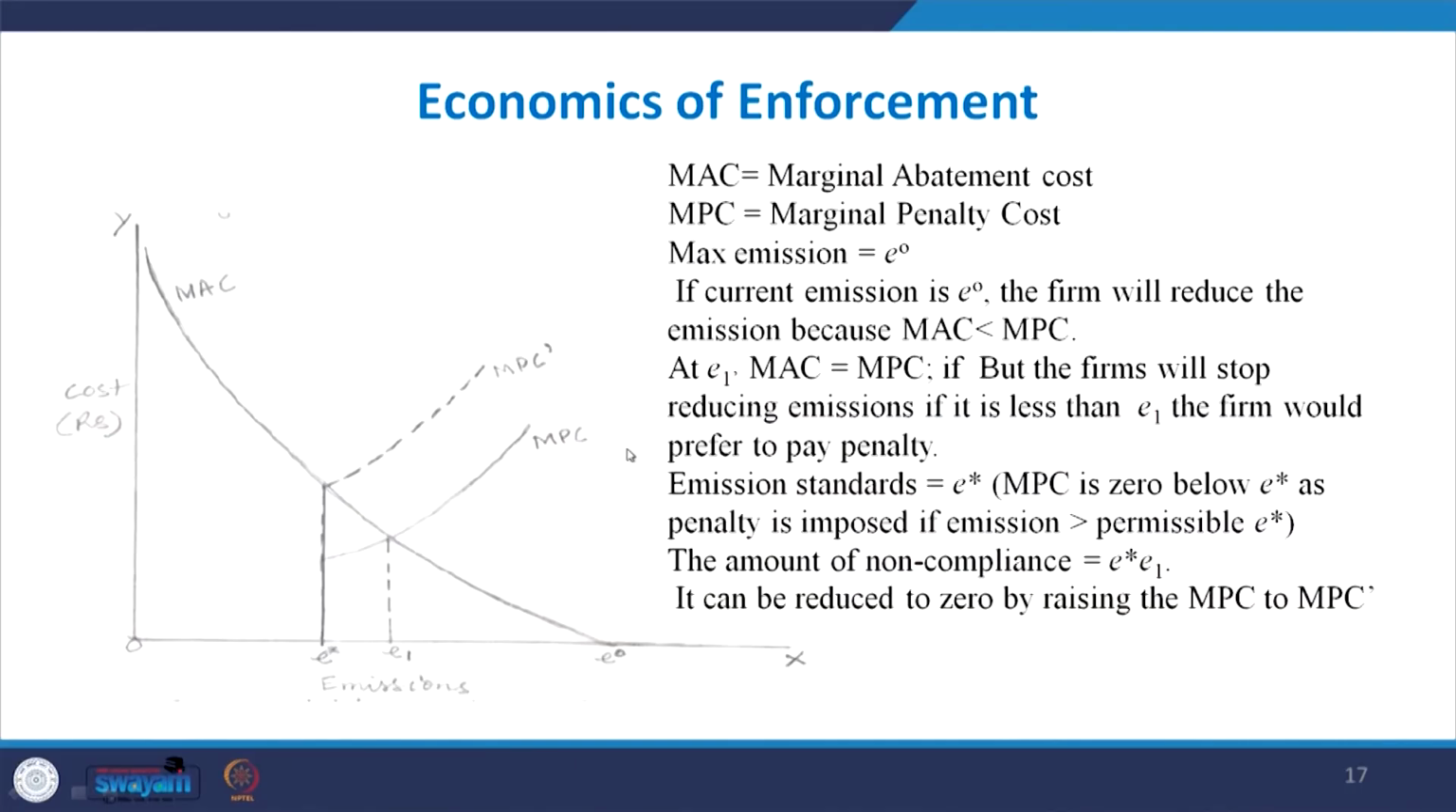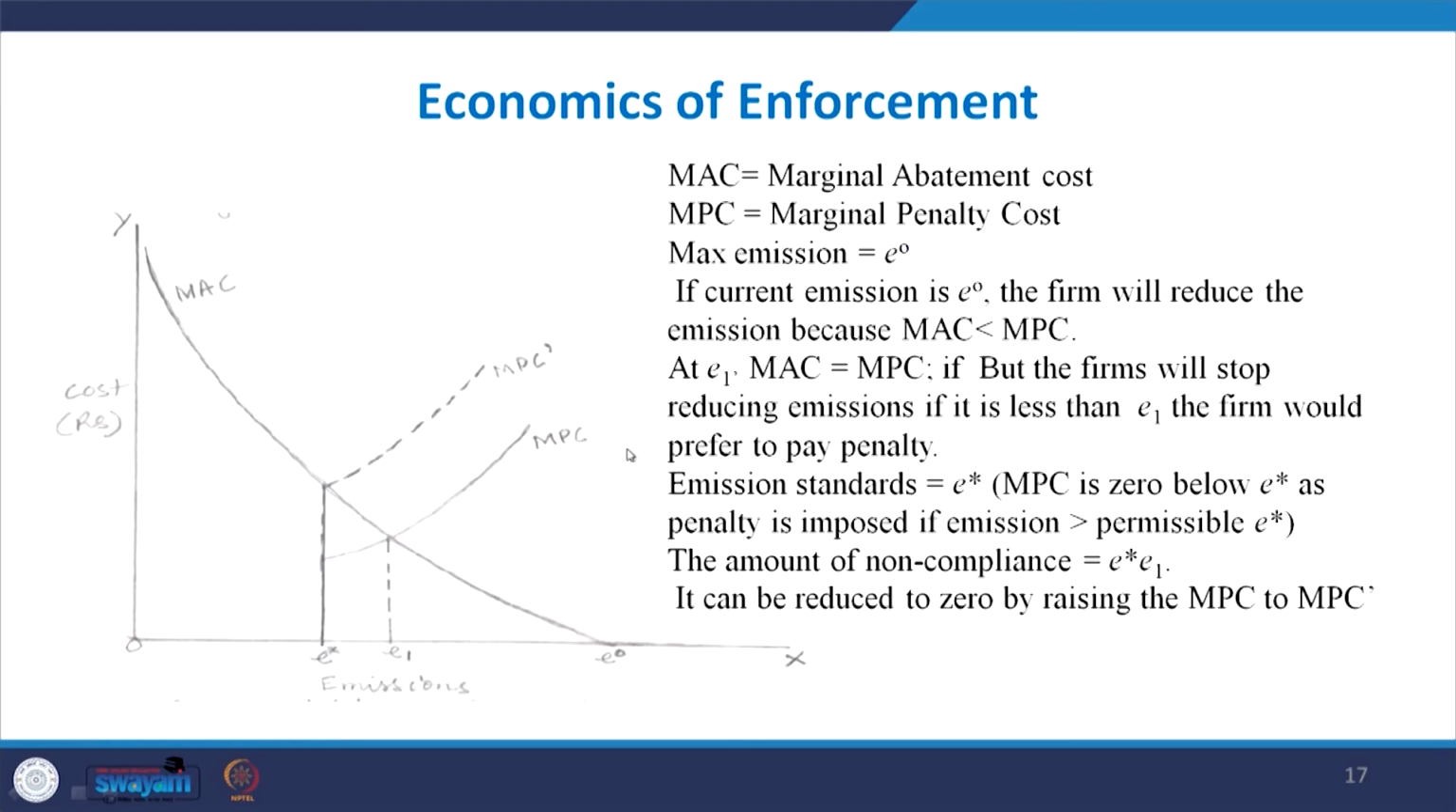So, this is exactly what I have shown in this graph. Here in this graph we have marginal abatement cost, which is showing a negative slope, indicating that as more and more emission is emitted, marginal cost declines. Marginal penalty cost is showing an upward slope, indicating that the marginal penalty cost increases as the violation is increased.